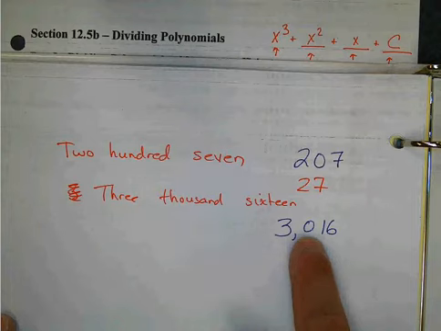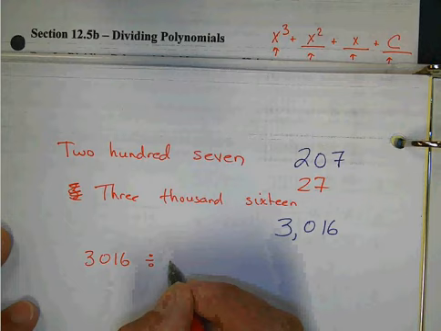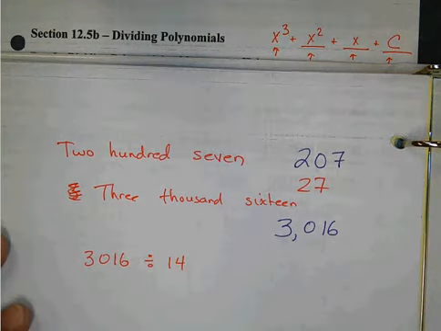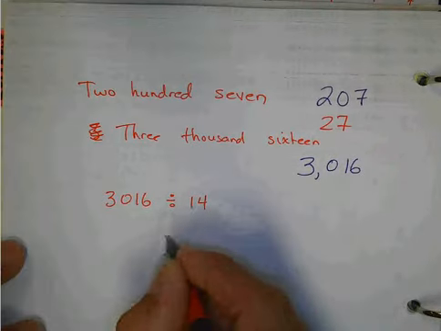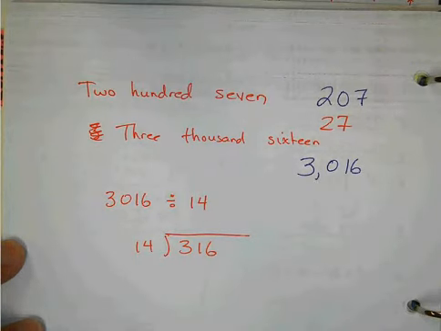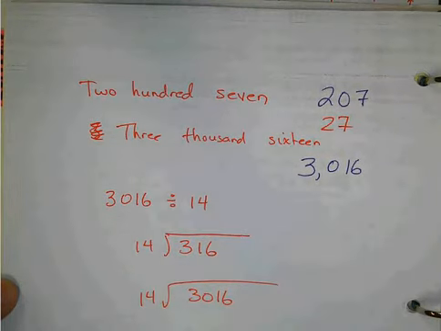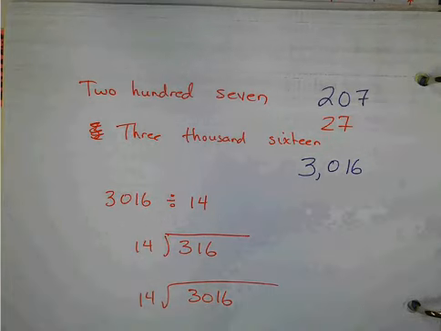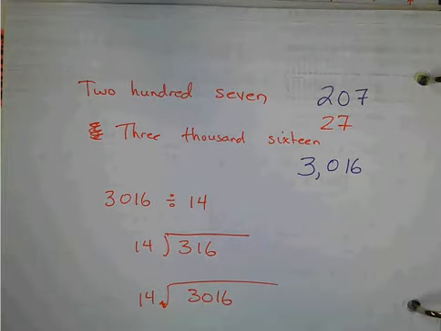All right? For example, if I said 3016 divided by 14, and I did this long division, you would never do that, would you? You've got to have that 0 in there, true? You've got to have this. So when we do long division, you've got to have your placeholders in place. That's not the square root. Sorry, division. Okay?